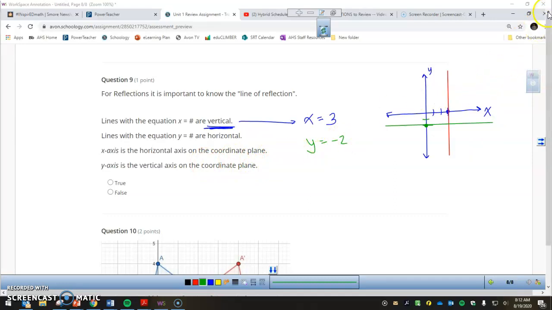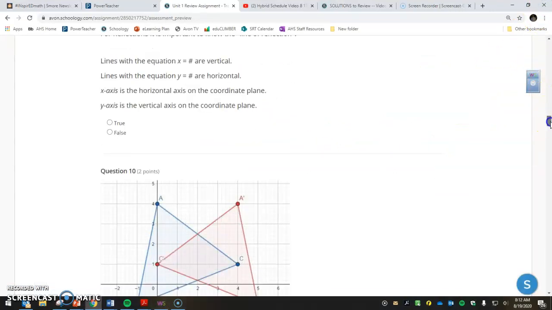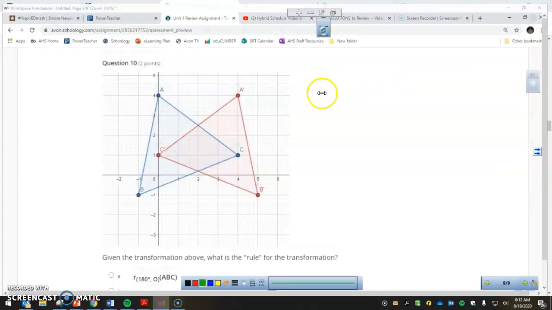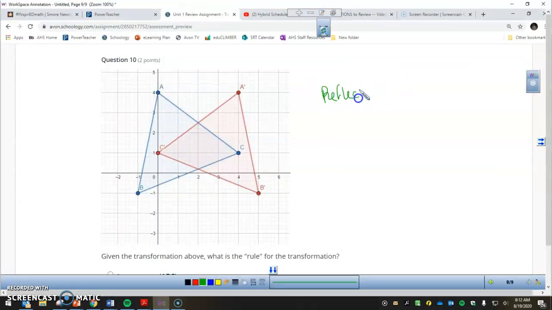All right, number 10. Number 10 says, given the transformation above, what is the rule for the transformation? So figuring out the rules is typically going to be the hardest questions on the test, as well as with this review. But first of all, keep in mind that with reflections, they're mirror images of each other, so really they should be the same distance from the line of reflection.